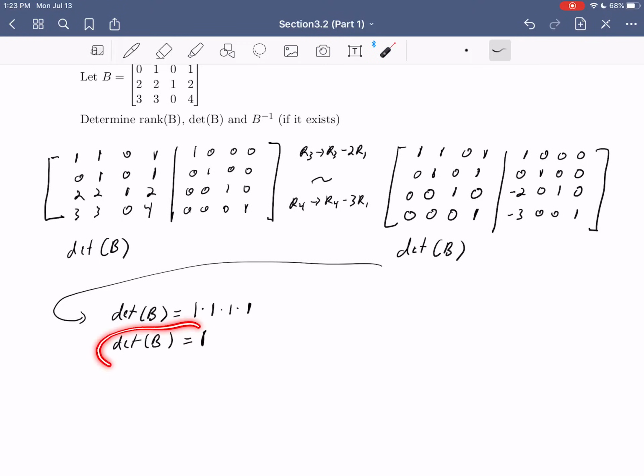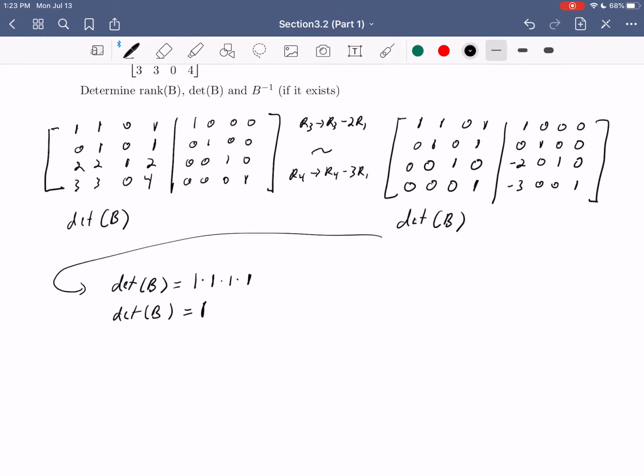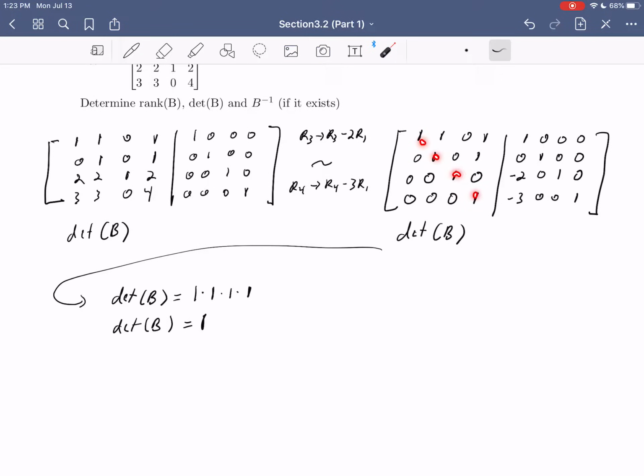Notice that this is non-zero, so we know B inverse exists. We also can see that we have full rank, so the rank of B is equal to 4. And we know that B inverse exists. Now, do we know what B inverse is? Well, not quite. We need to finish this up by getting this into the identity matrix form. So we need to use this to eliminate these, and then we can use this guy to eliminate that. We don't need to keep track of the determinant anymore, though, since we already know what it is.